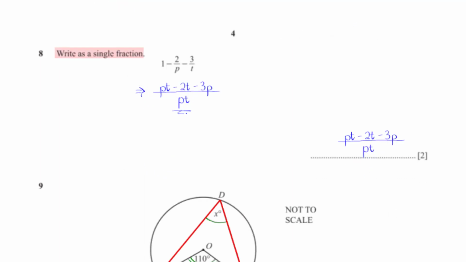Write as a single fraction 1 minus 2 over p minus 3 over t. We can write 1 as 1 over 1. So to get our LCM, we can multiply 1, p and t, and that gives us pt. So 1 into pt is pt times 1, which is pt, minus p into pt leaves us with t, multiplied by the numerator, we get 2t, minus t goes into pt, and we are left with p, multiplied by the numerator, we get 3p. And so our final answer here is pt minus 2t minus 3p divided by pt.